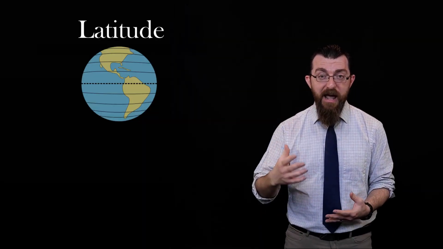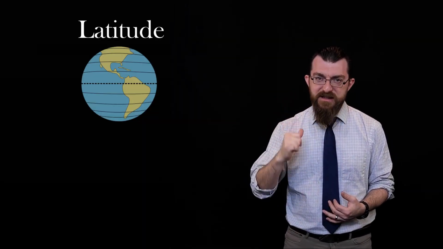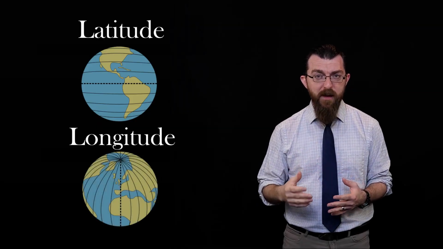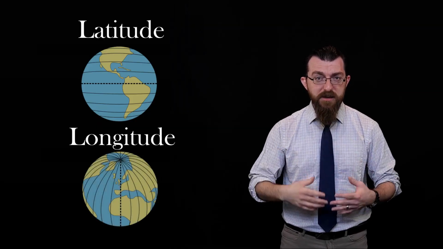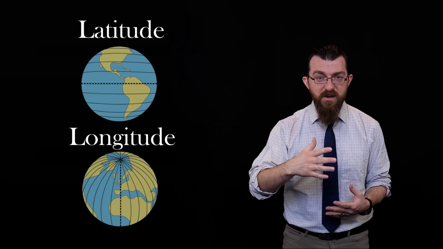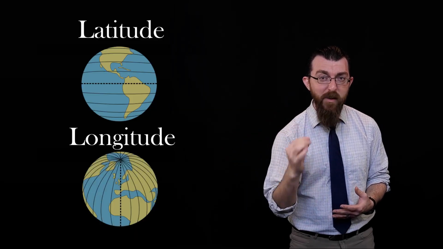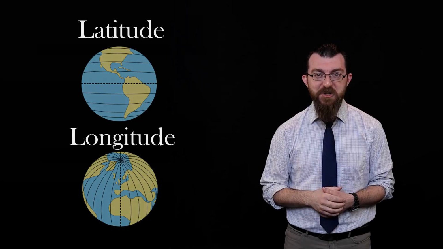Now, latitude is easy to measure because you only need to determine the angle to astronomical landmarks like the sun or certain stars in the night sky. However, since the Earth is rotating, longitude is much harder to measure. Astronomical landmarks constantly move from east to west across the sky, so you would need to know exactly what time it is when taking your measurements.